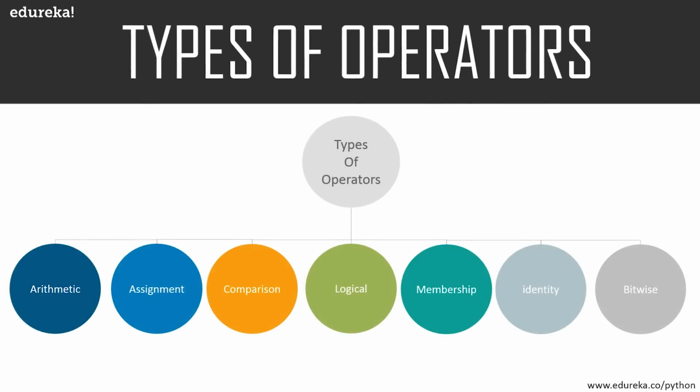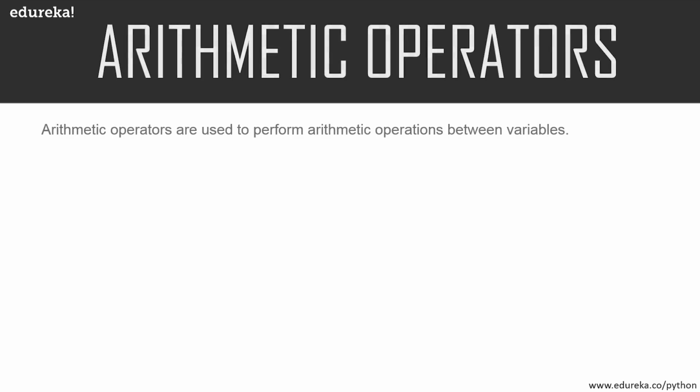So here is a list of all the operators that we have in Python. First of all, we have arithmetic operators, then we have assignment operators, comparison operators, logical operators, then we have membership operators, identity operators, and bitwise operators. So we will be discussing all of these operators in detail. So let's talk about arithmetic operators.